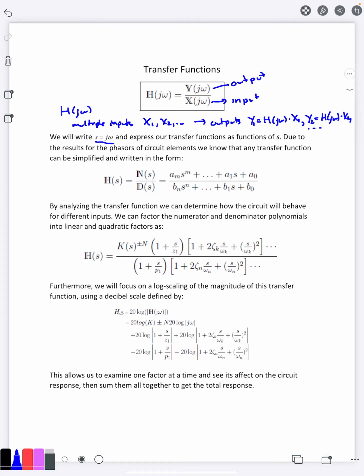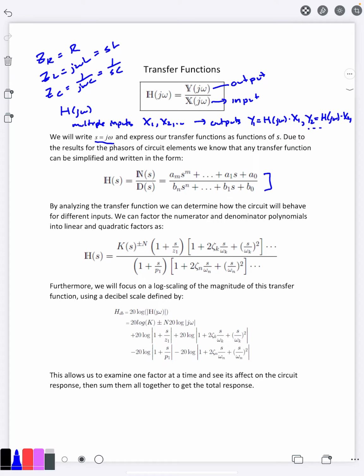Now, when you're combining resistors, capacitors, and inductors, you're guaranteed it's going to be a rational function. The impedance of a resistor is just R. The impedance of an inductor is just j omega L, so for us that's sL. And the impedance of a capacitor is 1 over j omega C, which is 1 over sC. So that's just going to be a rational function involving s, which we can simplify and write as a fraction of two polynomials. We have our numerator polynomial and our denominator polynomial.